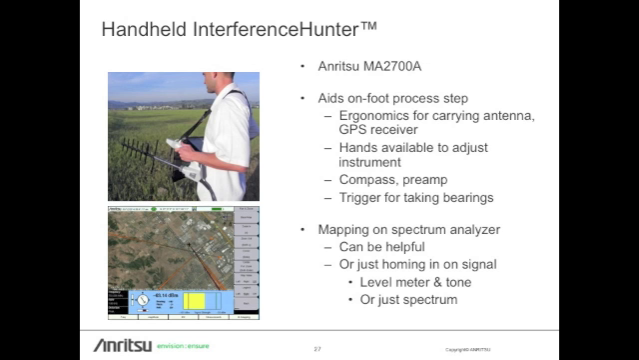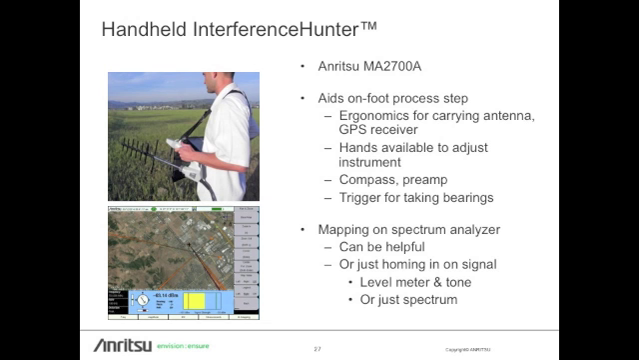Okay, talking about some other tools. We talked about our mobile interference hunting system, and now we're going to talk about our handheld interference hunter, an Anritsu MA2700A. That's really the handle that's connected to the antenna in the picture here. That's a nice aid for the on-foot part of the process step.